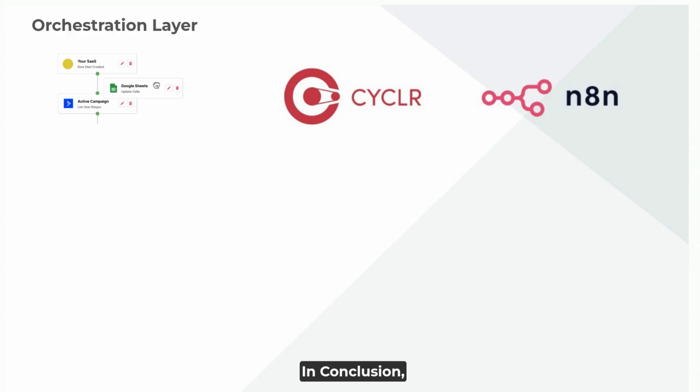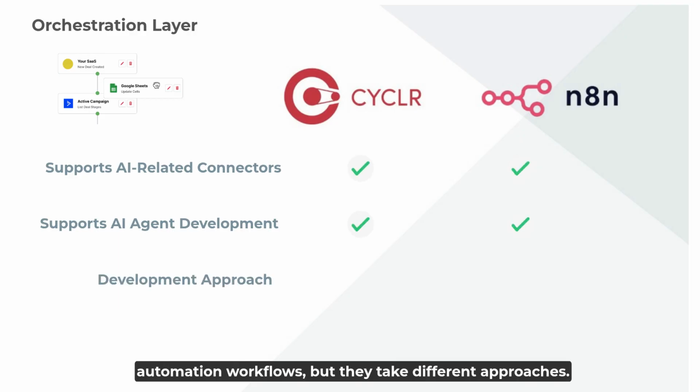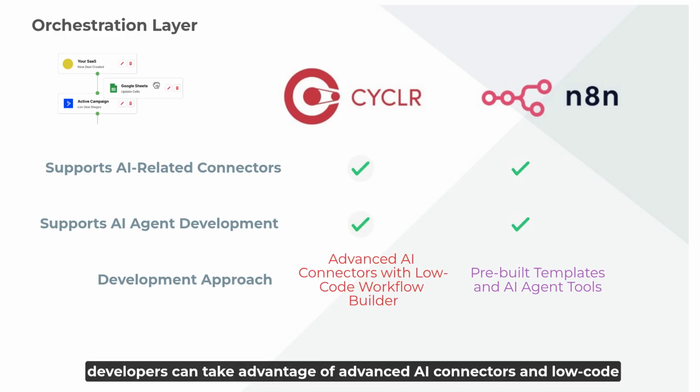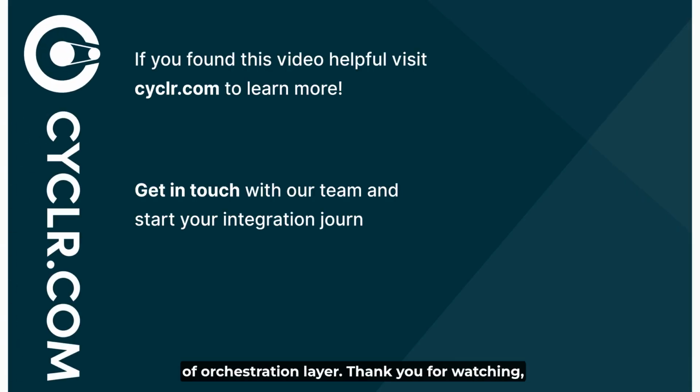In conclusion, both n8n and Cyclr are powerful platforms for building AI-driven automation workflows, but they take different approaches. In n8n, you can get started quickly using predefined templates and pre-built AI tools. In Cyclr, developers can take advantage of advanced AI connectors and low-code workflow tools to design customized workflows with greater flexibility. I hope you could get some quick comparison in the aspect of orchestration layer.